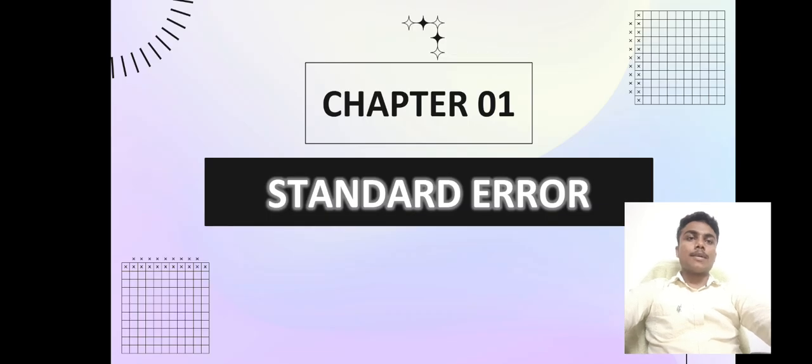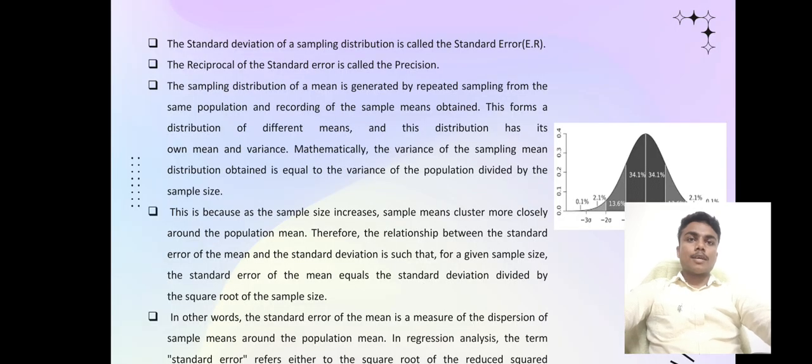Chapter 1, Standard Error. The standard deviation of a sampling distribution is called the standard error. The reciprocal of standard error is called the precision. The sampling distribution of a mean is generated by repeated sampling from the same population and recording of the sample means obtained. This forms a distribution of different means, and this distribution has its own mean and variance.